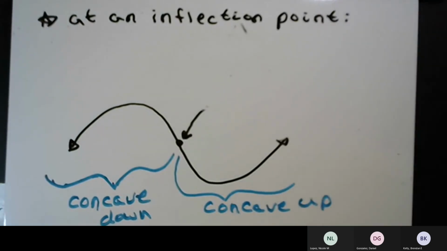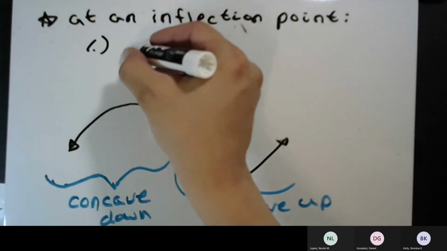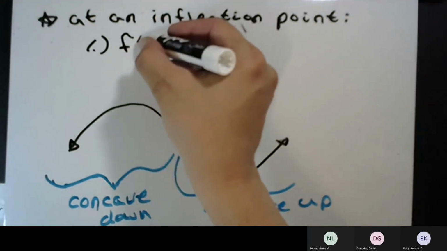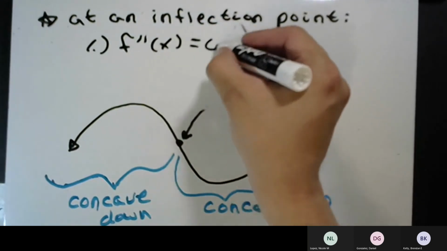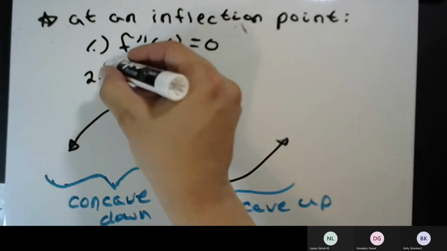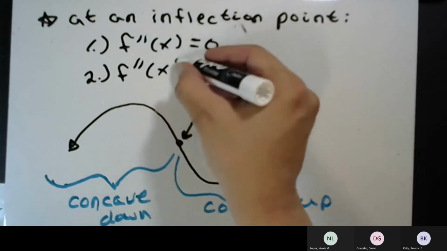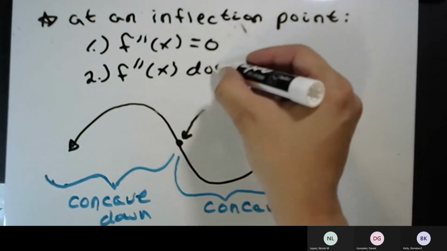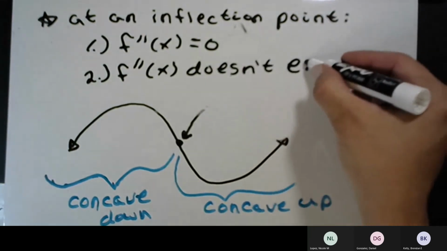One of two things is going to happen. f double prime of x equals 0, or f double prime of x doesn't exist.